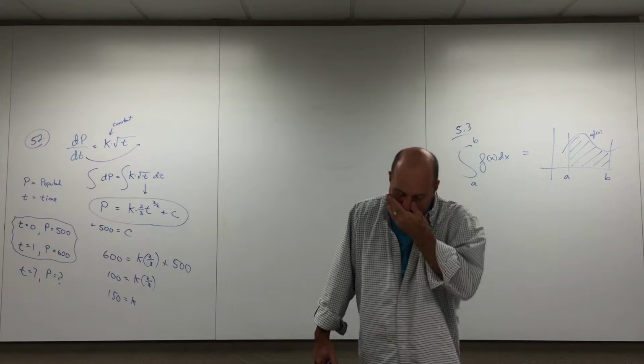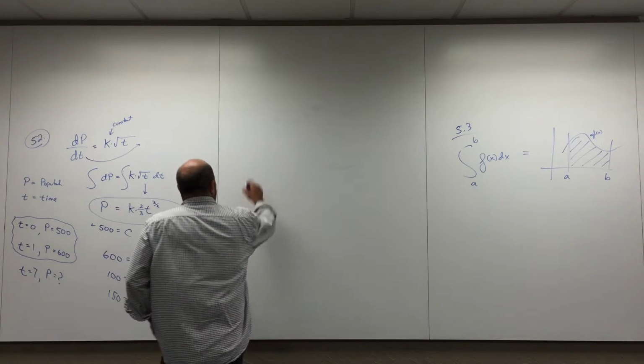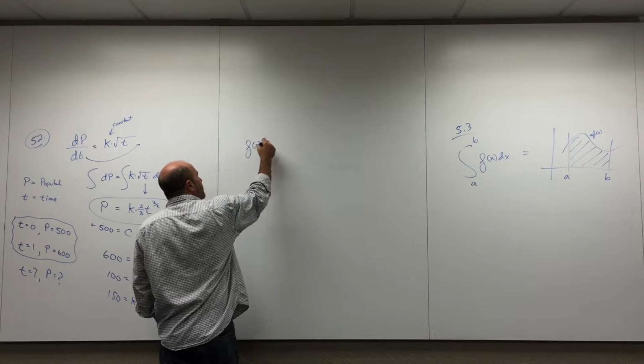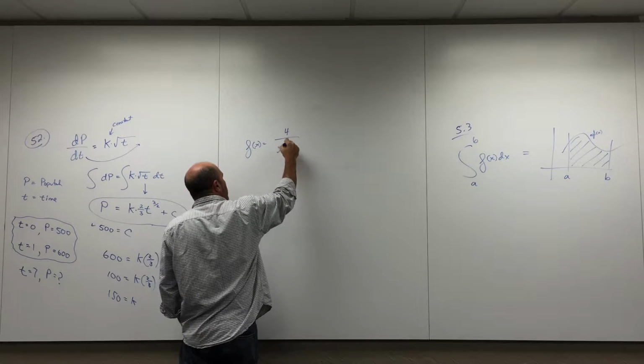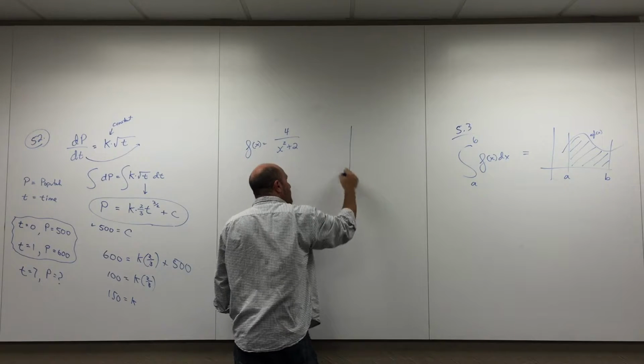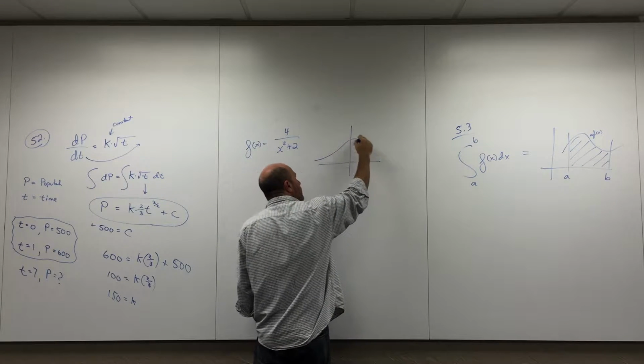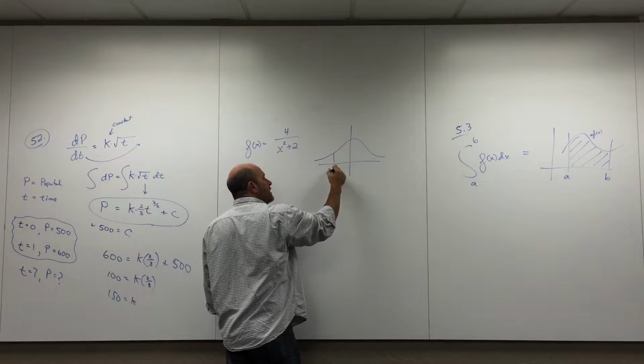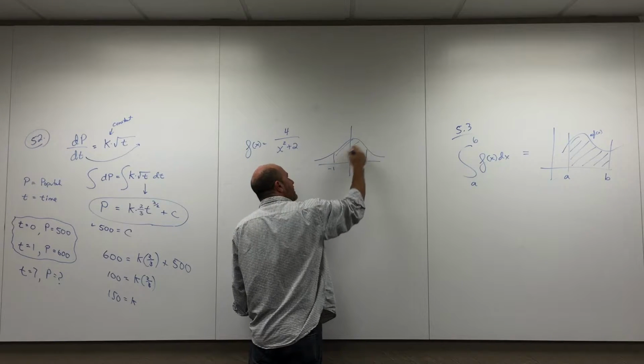Yeah, here's 20. Look at 20. 20 gives you a picture of a function. It's 4 over x squared plus 2. They give you this picture. It's a beautiful picture. It's a beautiful function. It looks like this. And they shaded this.